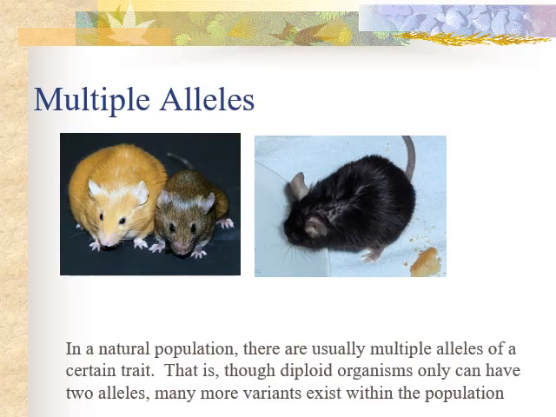Another idea of an imperfect world is multiple allelic inheritance. In a natural population, you're going to usually have multiple alleles of a certain trait, not just 2 alleles, but multiple alleles. And these alleles may have different dominance and recessive relationships to each other. There's a lot of variation in a population, which is good because otherwise we die out. That's the way evolution works.